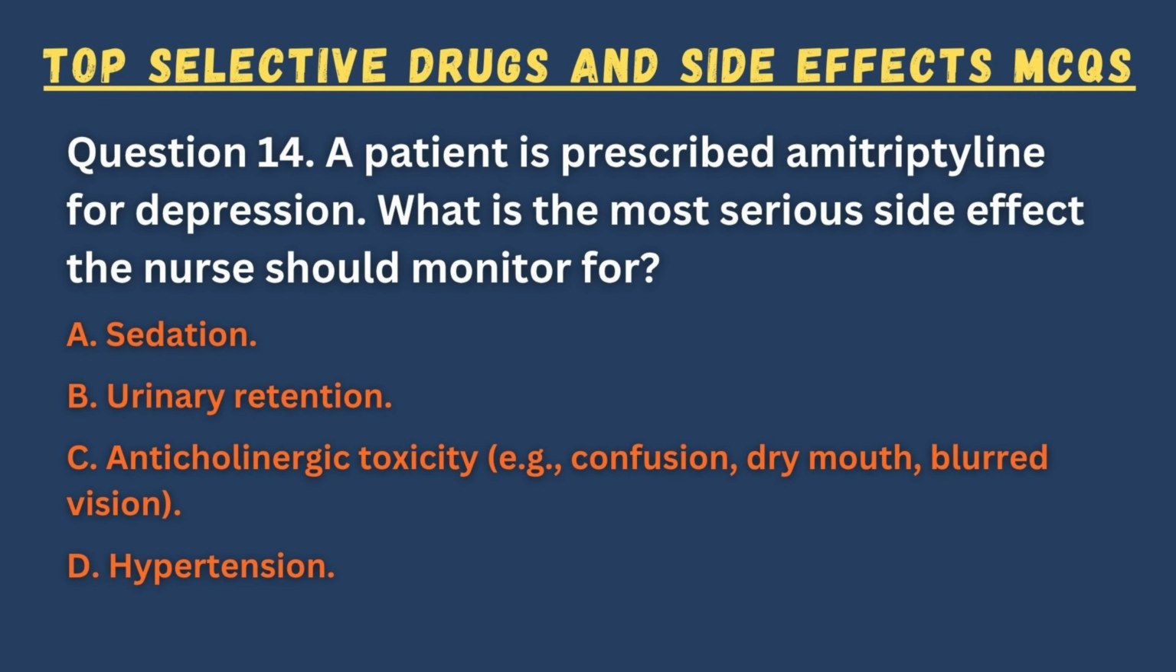Question 14. A patient is prescribed amitriptyline for depression. What is the most serious side effect the nurse should monitor for? A. Sedation. B. Urinary retention. C. Anticholinergic toxicity, for example confusion, dry mouth, blurred vision. D. Hypertension.